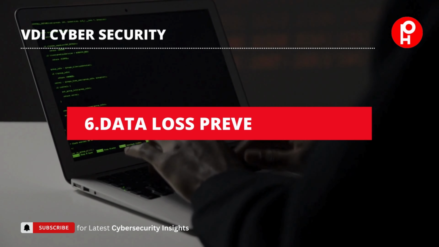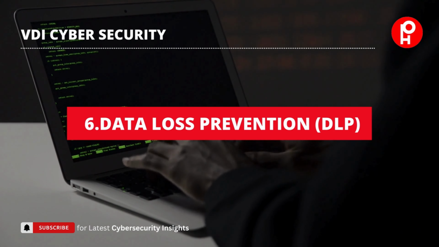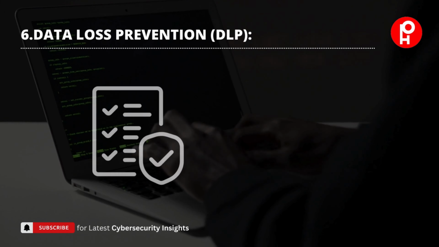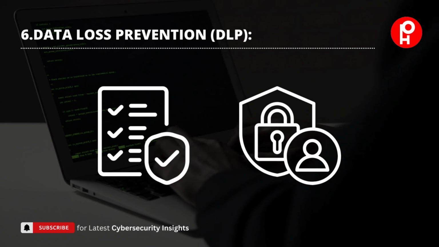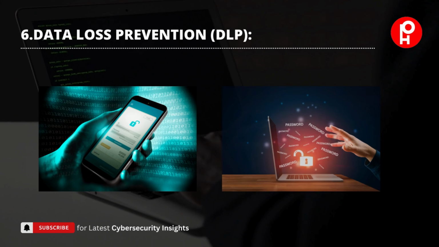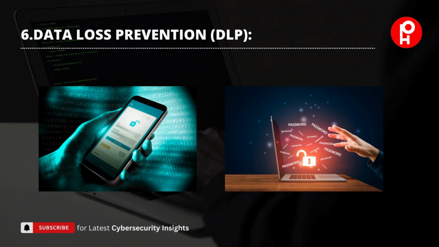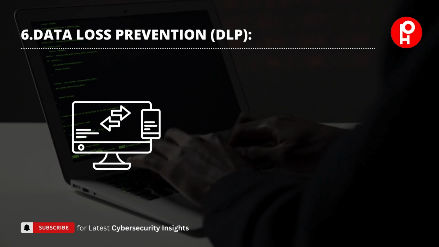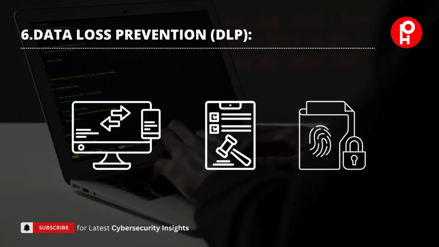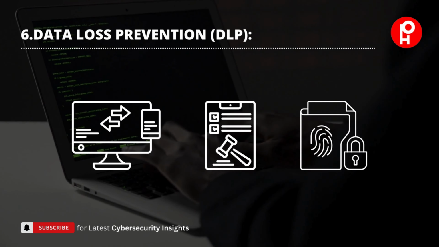The next is data loss prevention, that's DLP. Implement DLP policies and controls to monitor and prevent the unauthorized transfer or leakage of sensitive data within the VDI environment. This includes monitoring data transfer, enforcing encryption and blocking unauthorized access to sensitive files.